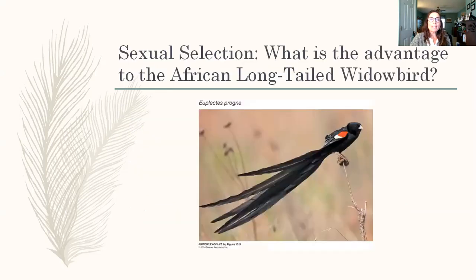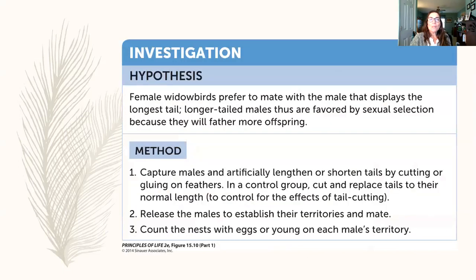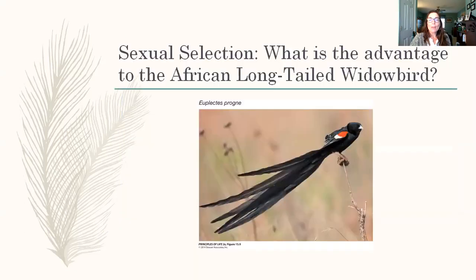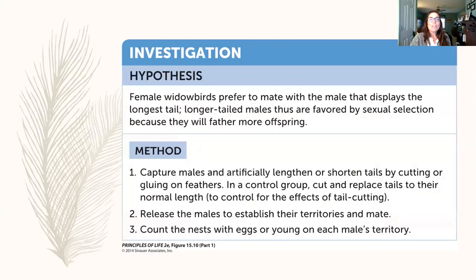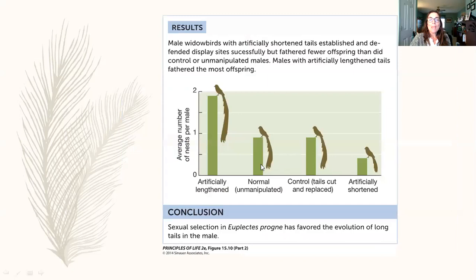Okay. An example of this is the African long-tailed widow bird, and a picture of that is shown here. There was a hypothesis that the female widow birds preferred to mate with males that had really long tail feathers. So they did this experiment where they captured the males and they either artificially lengthened their tails, or left them normal, or artificially shortened them by cutting some of the feathers off. By artificially lengthening them, they literally glued feathers onto the male's tail to make it longer.